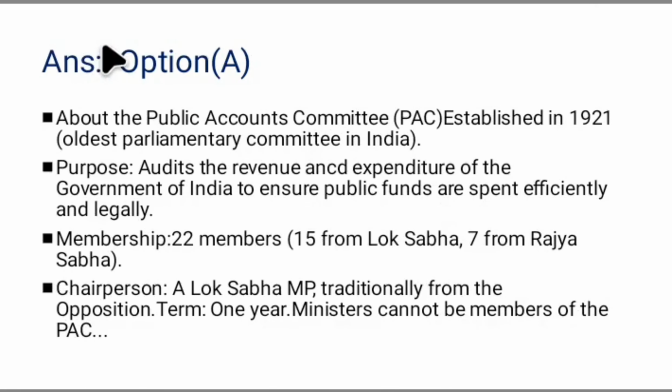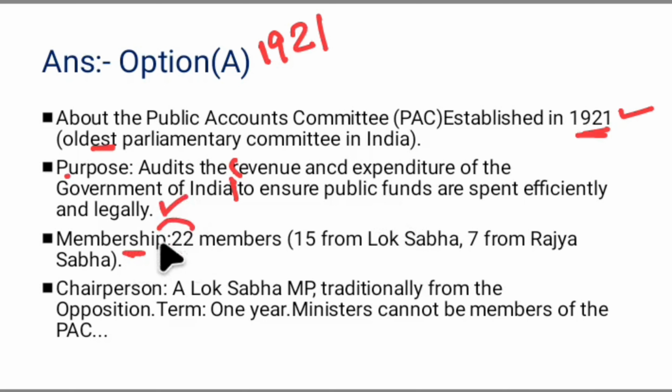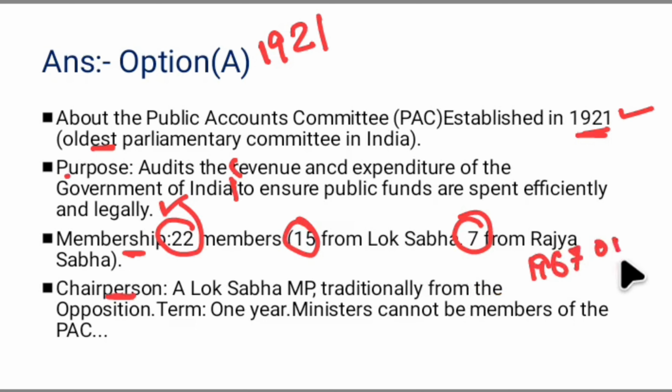If you see, Public Account Committee was established in the year 1921, and it is the oldest parliamentary committee in India, and its purpose is to audit the revenue and expenditure of the government of India by ensuring public funds are spent effectively, efficiently and legally. The membership is 22 members, 15 from Lok Sabha and 7 from the Rajya Sabha. From 1967 onwards, the chairperson of the PAC has been from the opposition party. The term of the chairperson is 1 year. Ministers can't be members of the PAC.